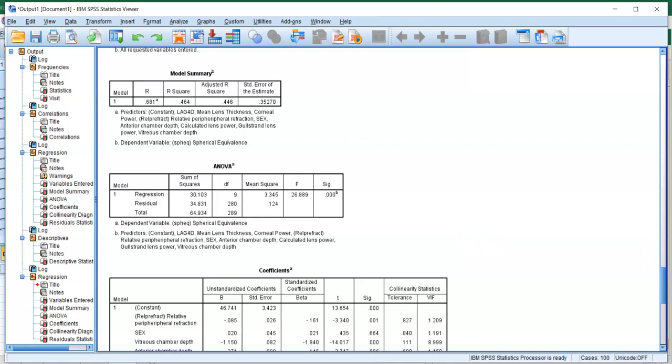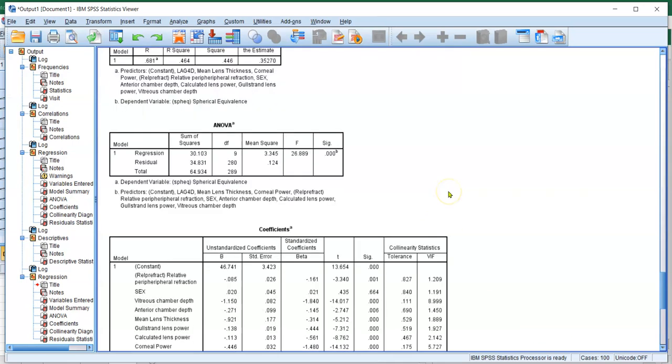Okay, so this model with these variables has accounted for 46% of the spherical equivalent variance. Okay, write the regression formula for the previous model. Let's look at our output. So we get the ANOVA. Regression is what the model is information about. Residual is about the error.